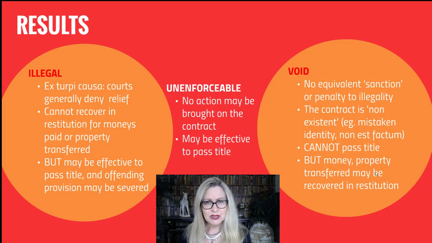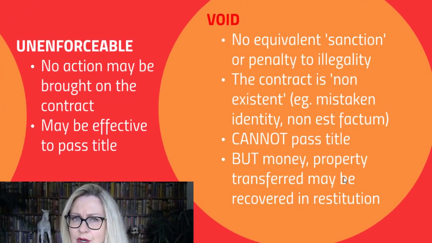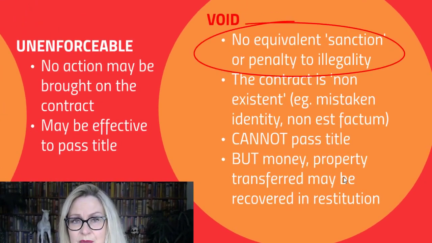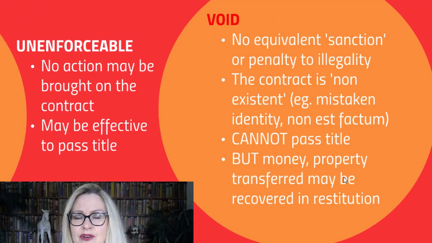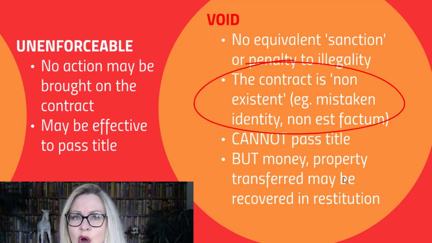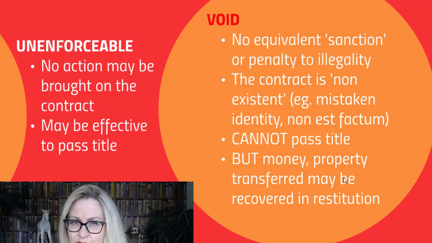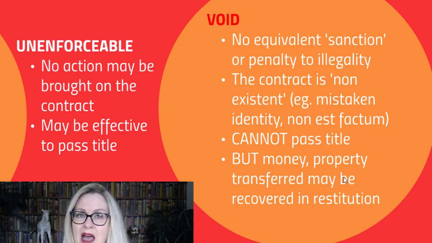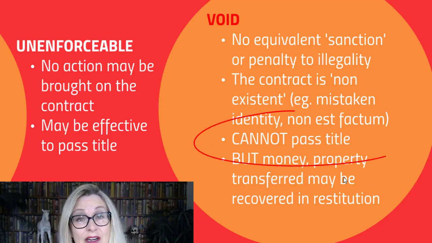In terms of void contracts, quite a different scenario here. There's no equivalent sanction of ex turpi causa. The contract itself is non-existent as between the parties. So if you recall discussions around, for example, the vitiating factors of mistaken identity or non est factum, those kinds of vitiating factors will have the result that the contract itself is void. That means because it's non-existent, title cannot pass.